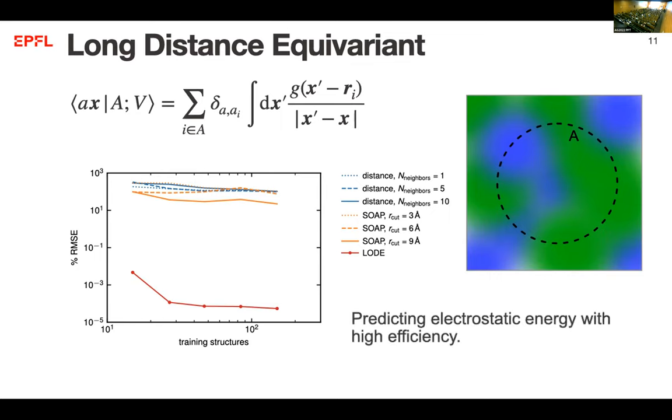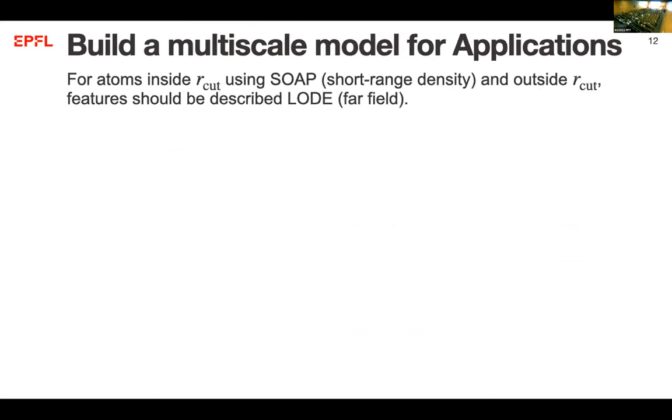So now how would this work for real systems? This is a system which is purely dominated by long-range effects. So the idea would be I build for atoms inside my cutoff, I use the short-range SOAP density, and for everything which is outside my cutoff, I construct features described by the long-distance equivalent, also loaded.